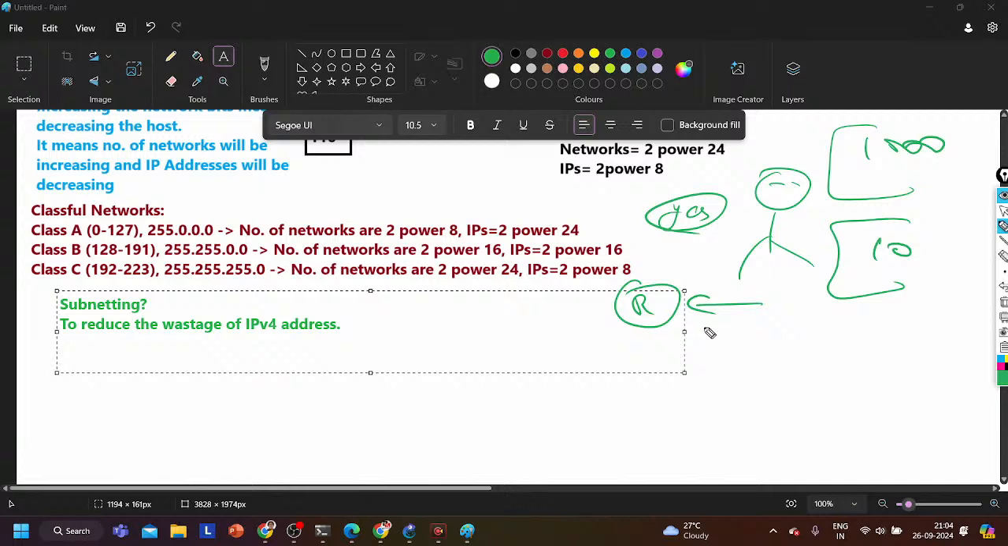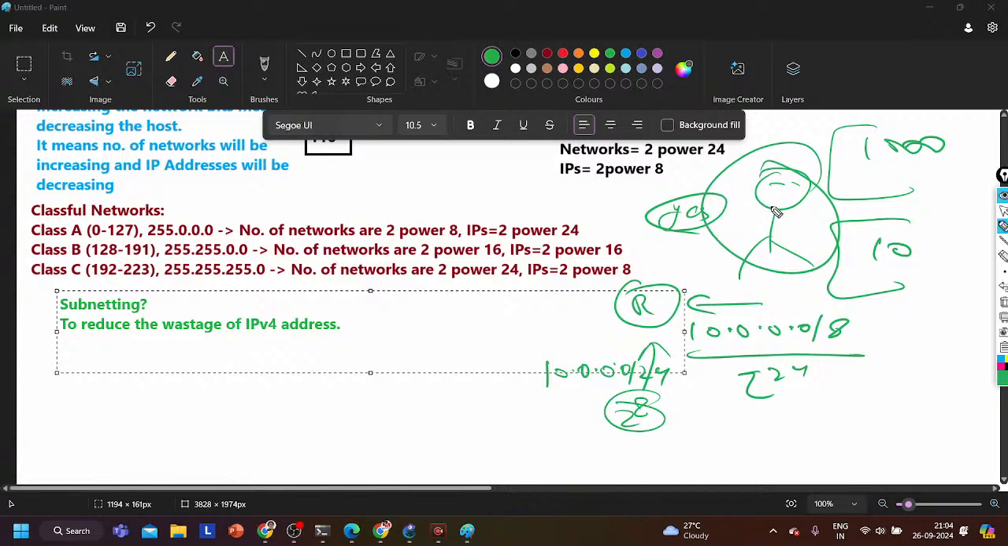On the router, if I am adding a network 10.0.0.0/8, this time the router is managing 2 to the power 24 IP addresses. If I am writing 10.0.0.0/24, this time the router is managing only 256 IP addresses, meaning 2 to the power 8. So again there is a difference in both, like this guard. For a guard, it is easier to manage 10 people as compared to 1000 people. I am not saying this guard cannot manage 1000 people, but performance will be better while managing 10 people.